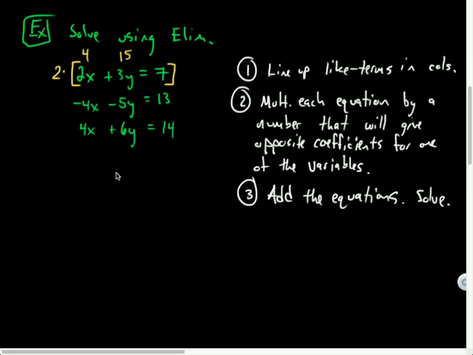All right, so literally kind of like adding like this, just put a bar down and add. Negative 4x and positive 4x is 0 x's. We have eliminated the x's. All right, that's where the name of this method comes from. I eliminated one of the variables, and now when I add the y's, negative 5y plus 6y is 1y, and 13 and 14 is 27.